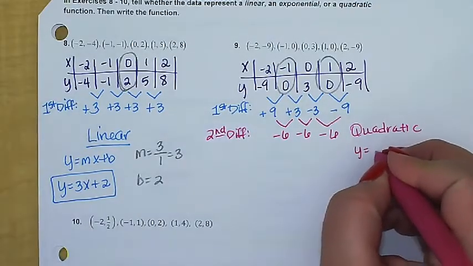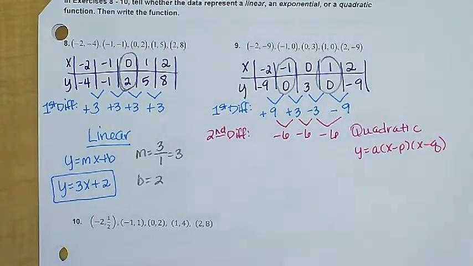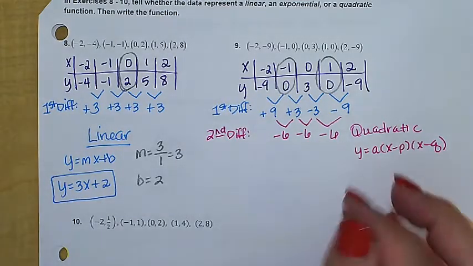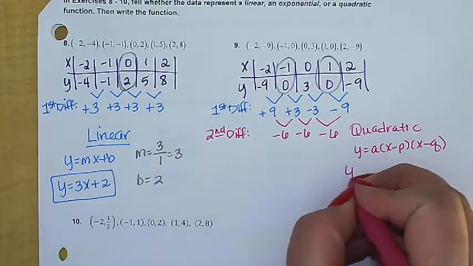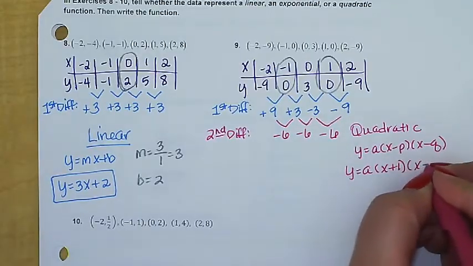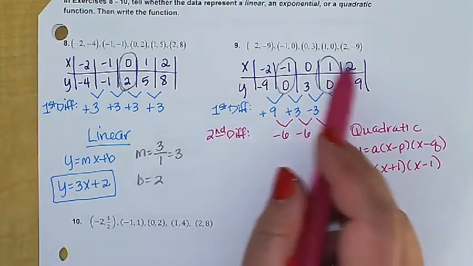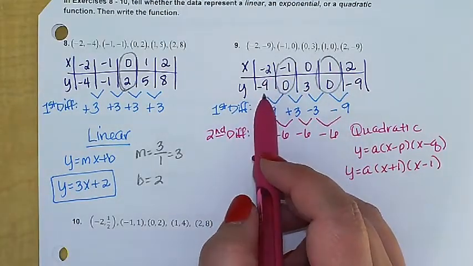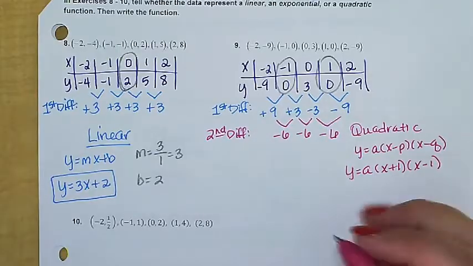Because I have the intercepts handy, and because we just did this lesson, I'm going to start in this format right here, where I know that my p value and my q are those intercepts, which are 1 and -1. So if I just put those in, it would look something like this. However, that's not enough. I need a. So now I can grab any of these points that I haven't used yet, the -2, -9, the 0, 3, the 2, -9, and borrow them to find a. We've done this before. I think I'm going to pick the middle one, just for fun.